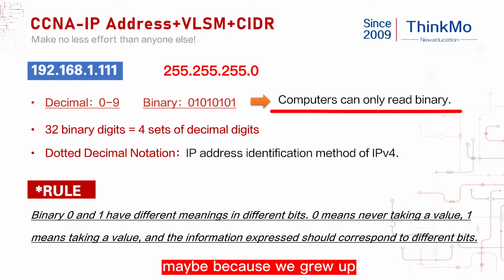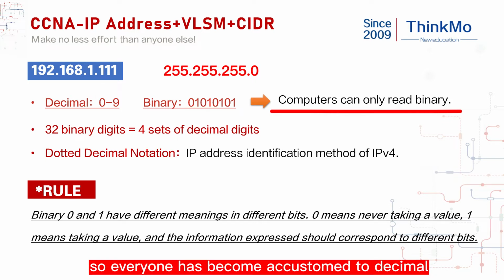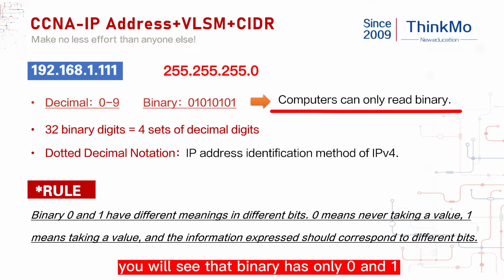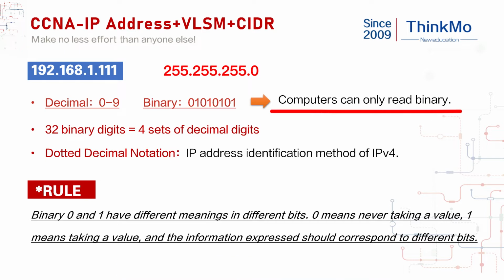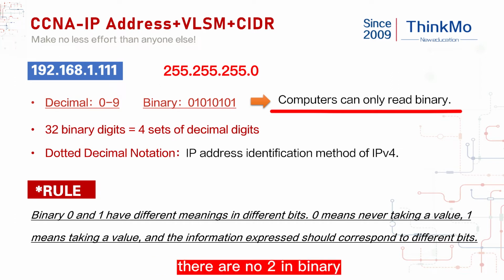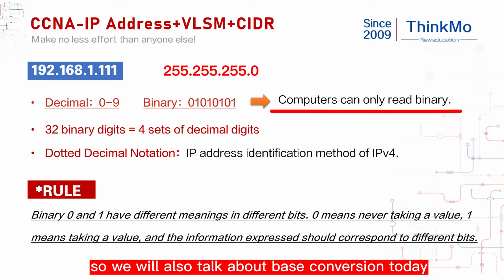Maybe because we grew up learning decimal, everyone has become accustomed to decimal. That's easy to understand for binary: every 2 becomes 1. You will see that binary has only 0 and 1, just as decimal has only 0 to 9. That is, there is no 10 digit in decimal, and there is no 2 in binary. So we will also talk about base conversion today.